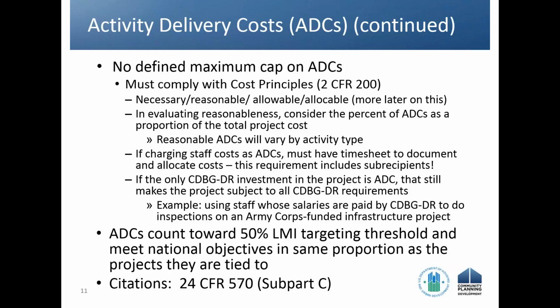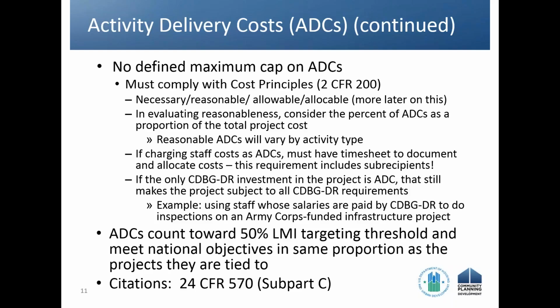And again, remember I said these costs have to be tied directly back to delivering that particular activity. So we have to have a connection between the activity delivery cost and the program or project which I am helping to create. And so in thinking about a reasonable level of activity delivery cost, we need to look at the complexity of the project and, again, cost reasonable, and think about what proportion would make sense.